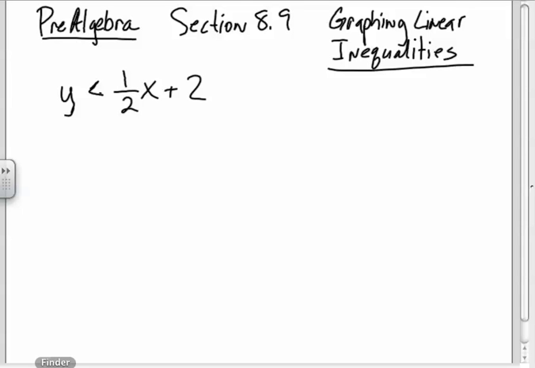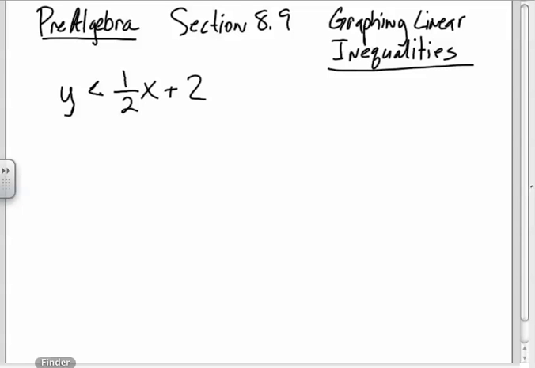Okay, folks, today's lesson is graphing linear inequalities. And guys, you know how to graph a linear equation. You just find the y-intercept, you put a point on there, and then you use the slope to find another point. You go up or down and then over, put that other point, and you draw a line through it.